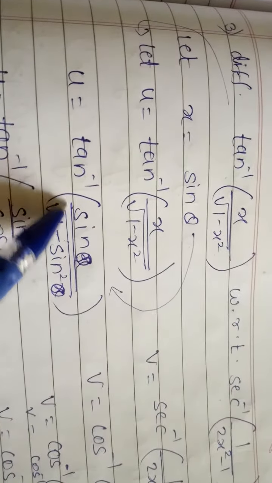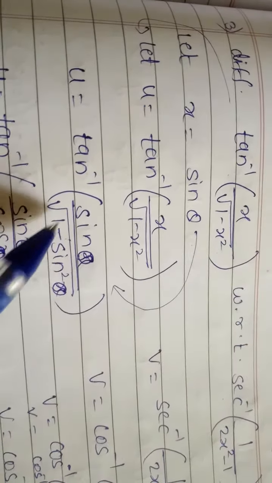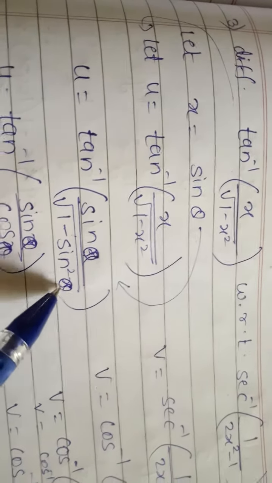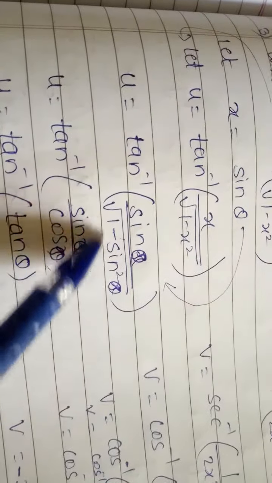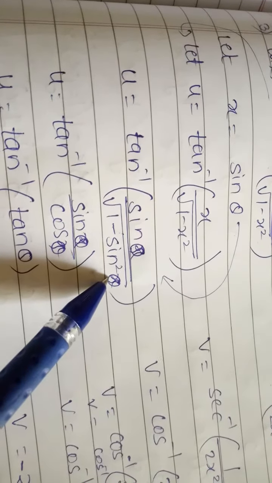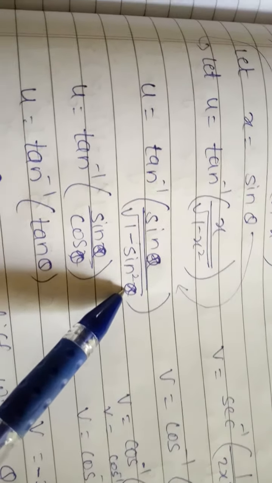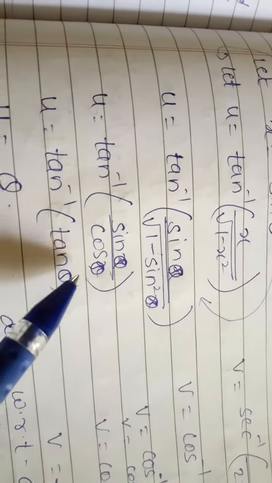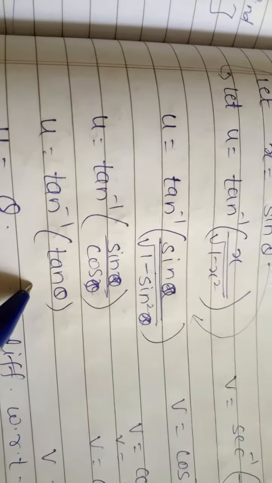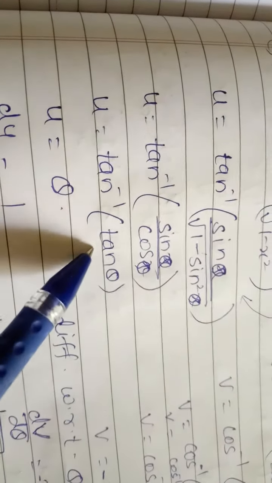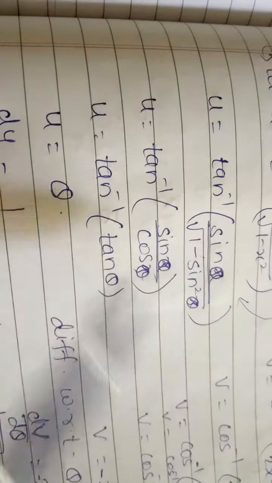सो u इज इक्वल्स टू टैन इनवर्स साइन थीटा अपॉन रूट 1 माइनस साइन स्क्वायर थीटा. सो टैन इनवर्स, इसकी जो वैल्यू है वो हमें मिलेगी दैट इज रूट कॉस स्क्वायर थीटा. आफ्टर टेकिंग स्क्वायर रूट वी गेट हियर कॉस थीटा. सो साइन थीटा अपॉन कॉस थीटा इज नथिंग बट द टैन थीटा. तो हमें यहाँ मिला दैट इज टैन टैन इनवर्स. सो द आंसर इज थीटा.